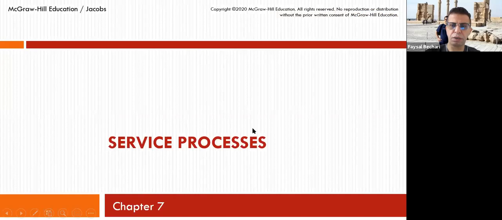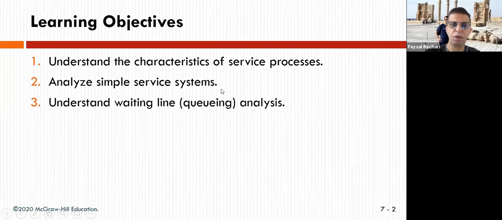So, service process. We would be learning about understanding the characteristics of service process, analyzing simple service systems, understanding waiting line or queuing analysis, because this is the most important part of service processes. It is like the warehousing of services.